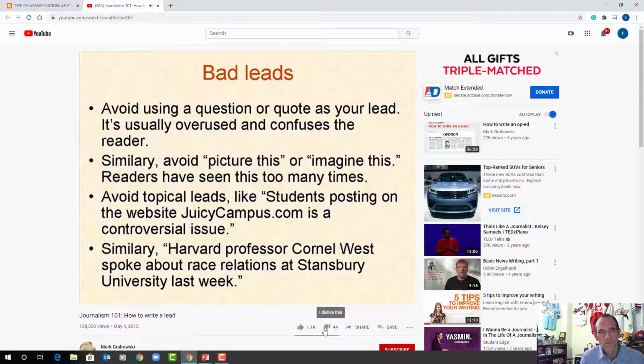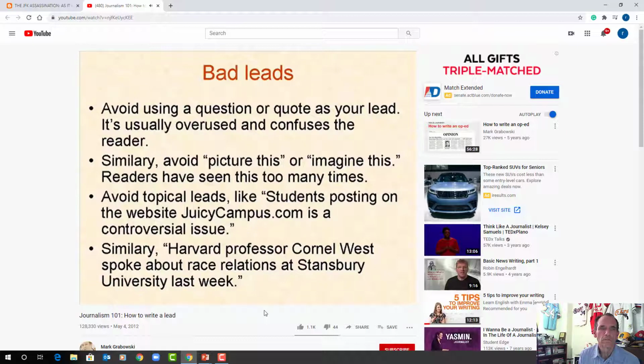I see a lot of articles in school newspapers begin with quotations. Don't do it. It's lazy. Editors hate it. Readers get confused by it. Next, you want to avoid leads that begin with questions. All right, it's just stalling, because the point of your article is to provide information. So don't begin by asking a question. Begin by providing information, by answering the question.